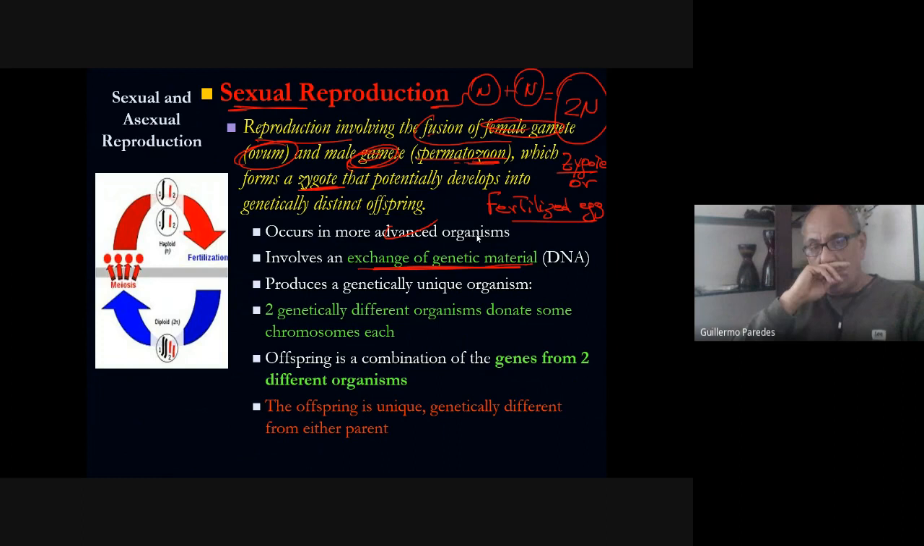All right, so two genetically different organisms donate some chromosomes each. This combination is going to result in a very unique individual. Similar, but not exactly the same, and totally different and unique. The offspring is a combination of genes from two different organisms. The offspring is unique, genetically different from either parent. So yes, they have a piece of the father and the mother, similar, but at the same time the whole thing is going to be different from the father because they have components of the mother as well.